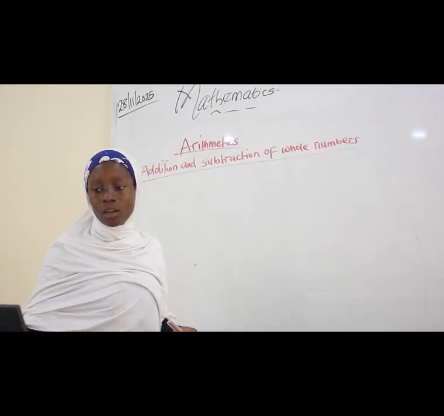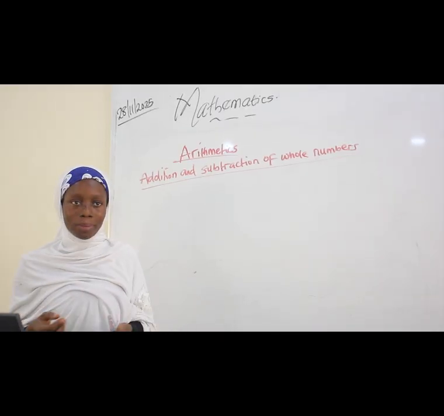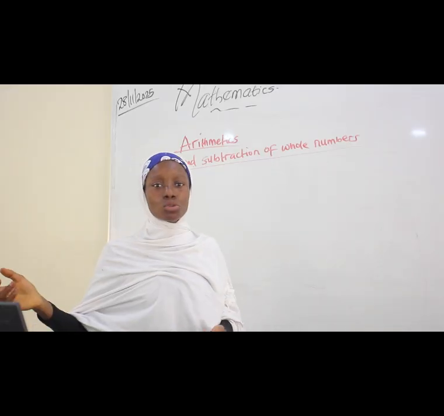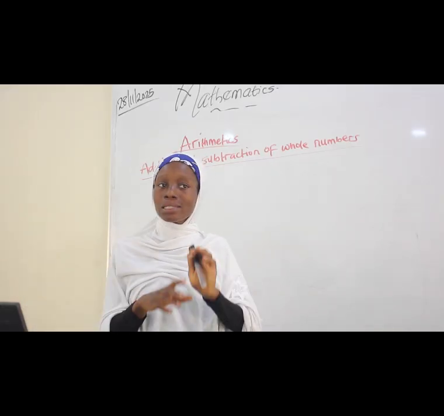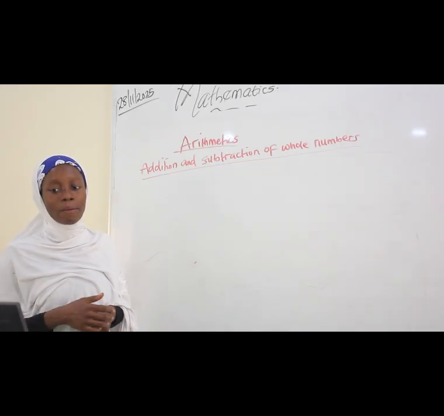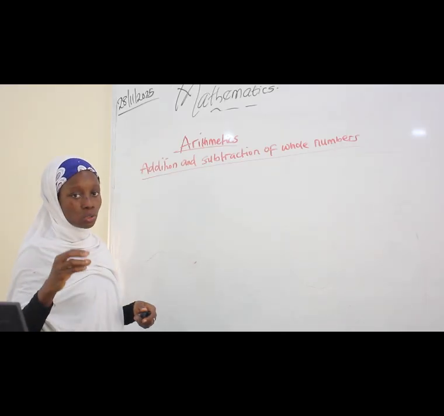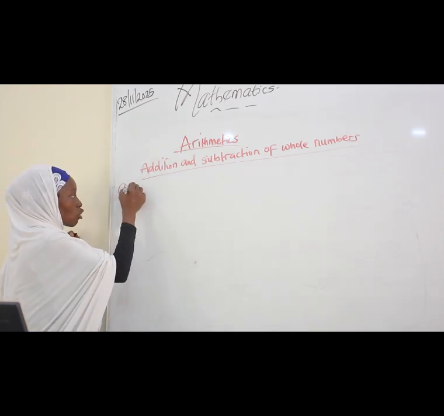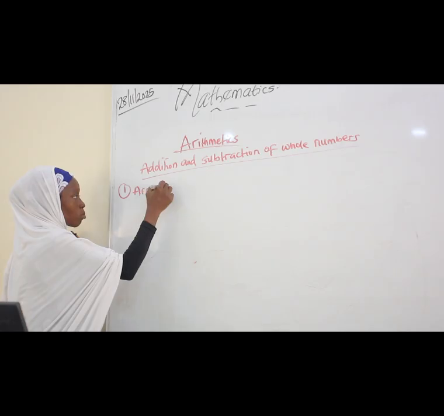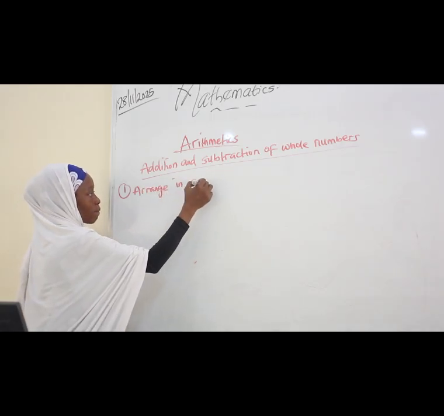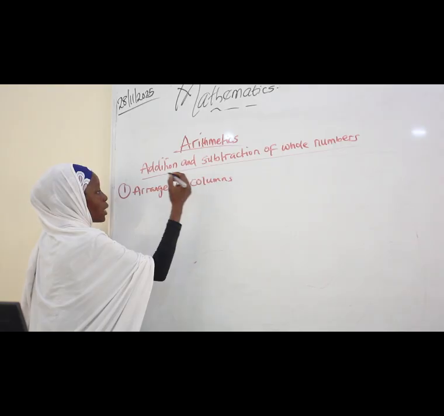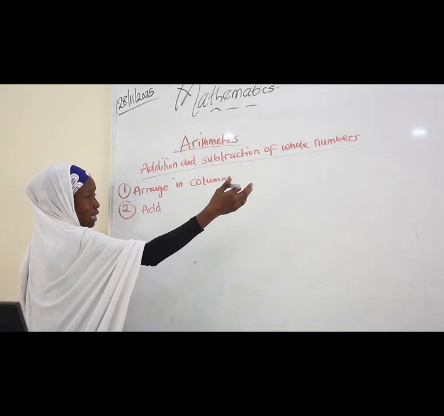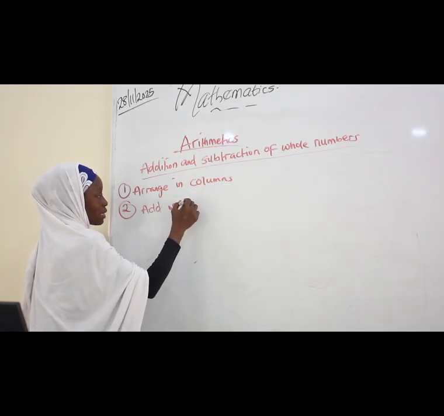We'll be talking on addition and subtraction of whole numbers. You all know what whole numbers are: numbers without decimal points, 0, 1, 2, continuously. Numbers without decimal points are referred to as whole numbers. Now, there are steps in adding or subtracting whole numbers. The first step is to arrange the numbers in columns, and then 2, you start adding or subtracting from the right hand side.